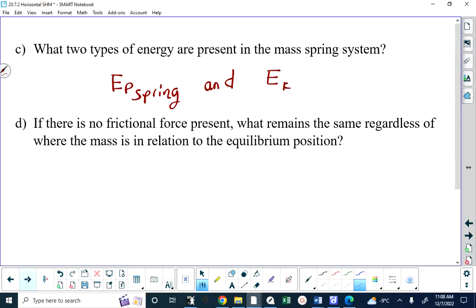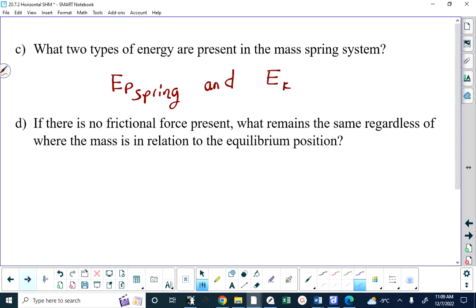Another reason why, although it's very easy for me to set up the hanging spring that we saw yesterday and put it in oscillation, it's very easy to see why we don't want to analyze that situation, because that situation would have spring potential energy, gravitational potential energy, and kinetic energy. It gets too complicated. And those are the only two types of energy that are present.